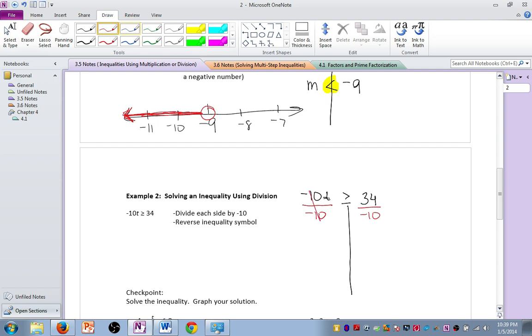And that now cancels out. I now have left over here t. I now have left over here 34 divided by a -10, which gives me a -3.4. But again, pay attention to our inequality symbol. What did we do? We divided by a negative. So because we divided by a negative number, we need to reverse the direction of our inequality symbol to be less than or equal to.